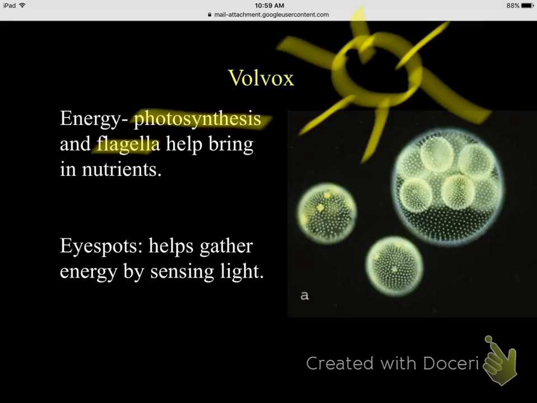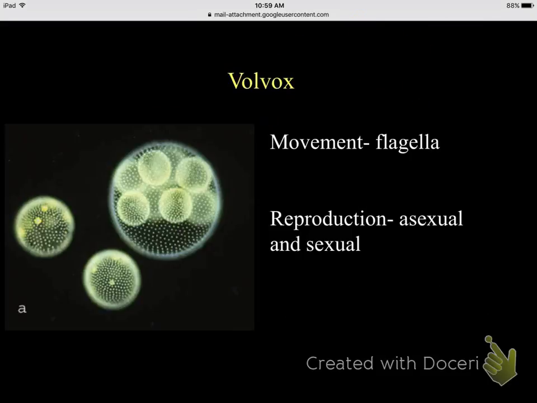The volvox also have an eye spot like the euglena that helps them sense light and figure out what's going on around it. We talked about on the last slide how the flagella helps gather nutrients, but it's also a big key component in moving the volvox. The flagella is what sways back and forth in the water to get the volvox moving.